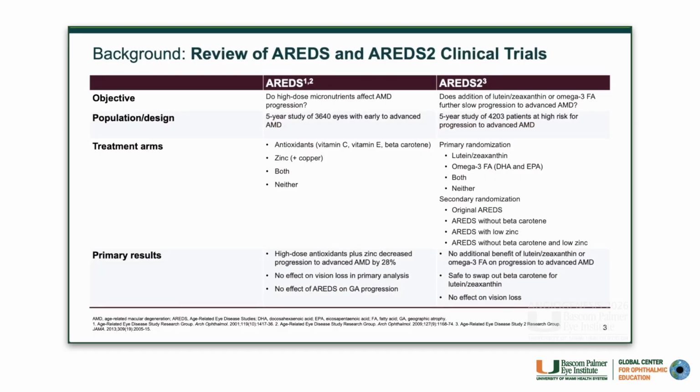As we all know from the landmark AREDS clinical trial, AREDS supplementation reduced the risk of progression from intermediate dry AMD to the advanced stages of disease by 28% at 5 years. Advanced AMD was defined as the development of neovascular AMD or central geographic atrophy. In the follow-up AREDS 2 trial, adding lutein and zeaxanthin or omega-3 fatty acids to the AREDS formulation showed no additional benefit in reducing risk to advanced AMD, and showed it was safe to swap out beta-carotene for lutein and zeaxanthin.